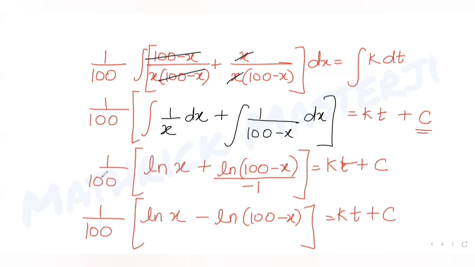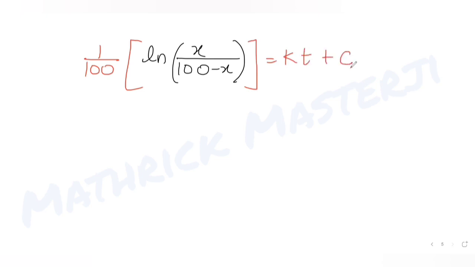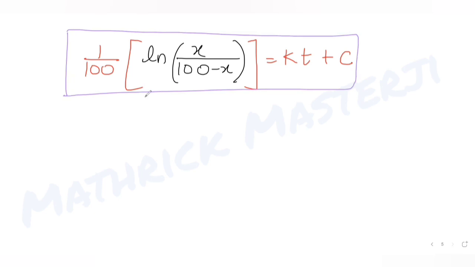Now if I use my idea of logarithms, log a minus log b is going to give us log a over b. So 1 over 100 log of x over 100 minus x is equal to k into t plus c. Now once I have this, I have my solution of the differential equation, which I used to form with the idea of applications of differentiation. So once I have this, I need to find the value of constant c.